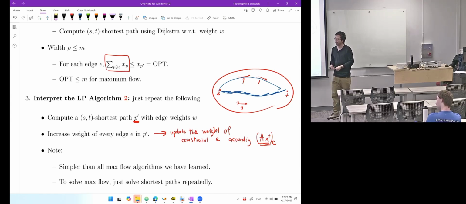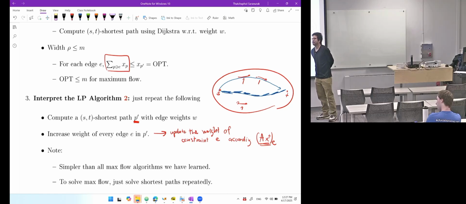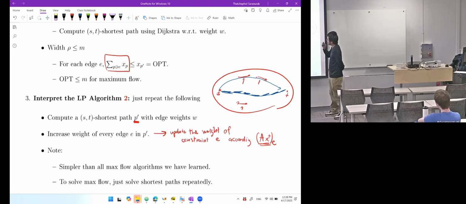So my intuition, this might only be correct for the integral version, but if we find a shortest path, then we can add that path to our solution, but then shouldn't we never take that path again if each capacity is 1? Or is the reason that we can't do that because this is a fractional problem? So good. So note this.